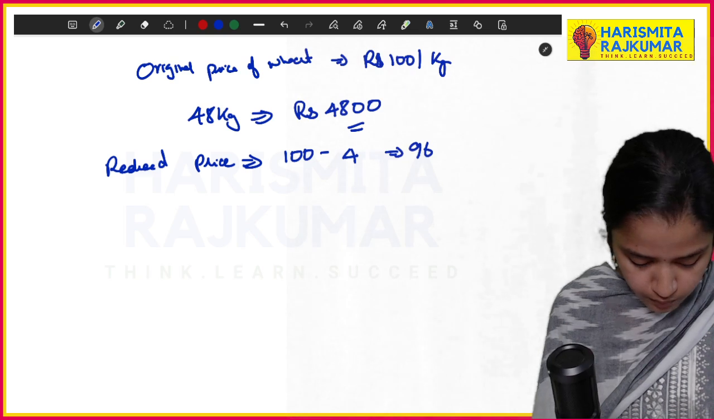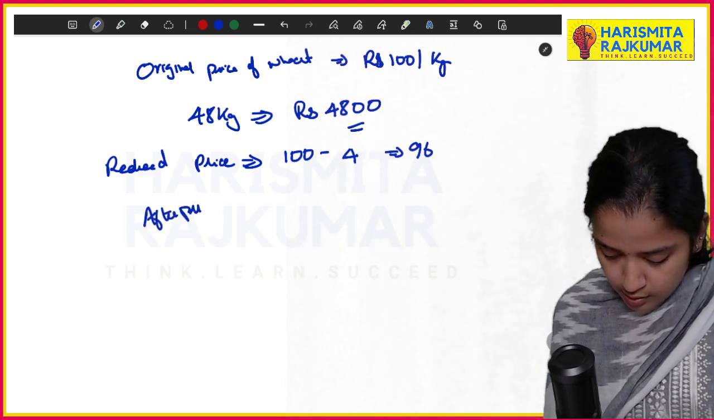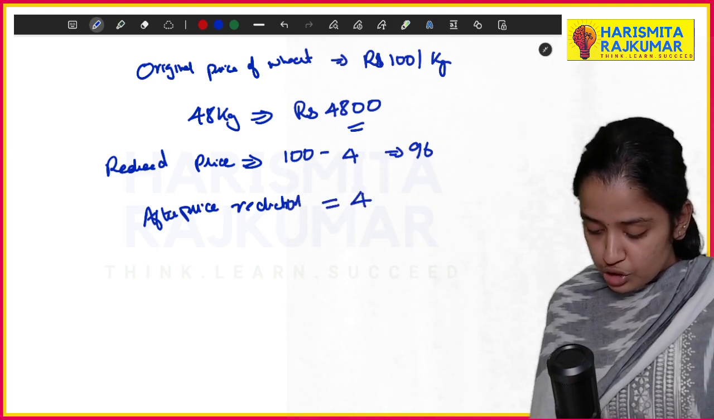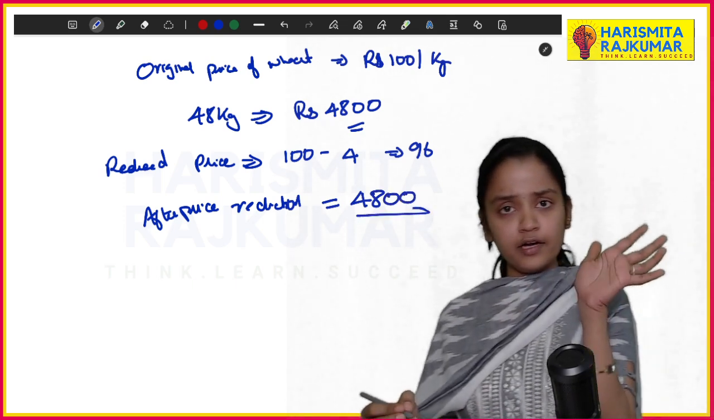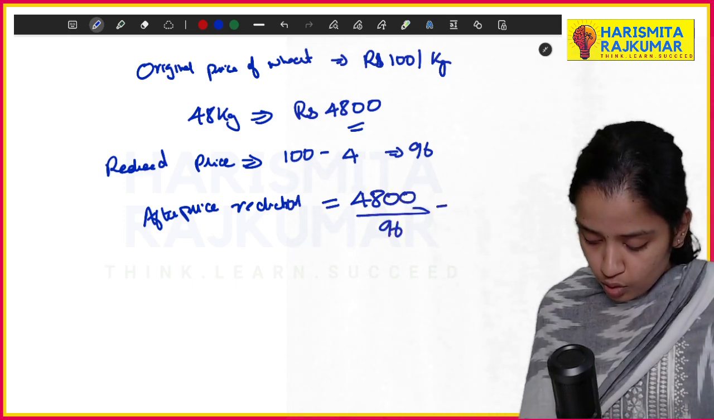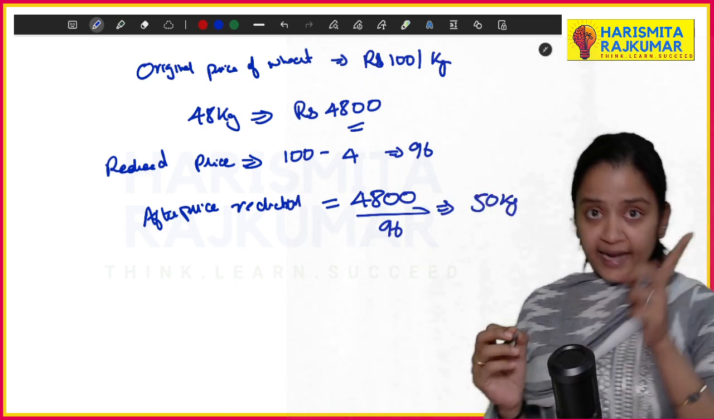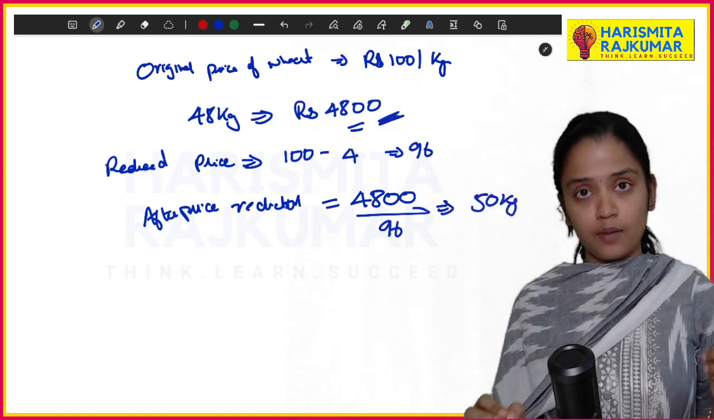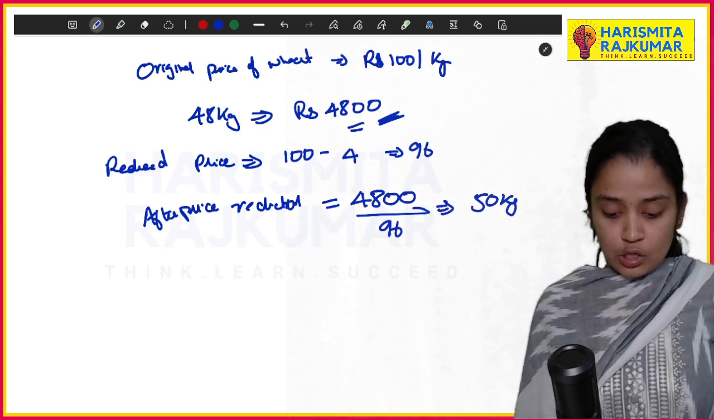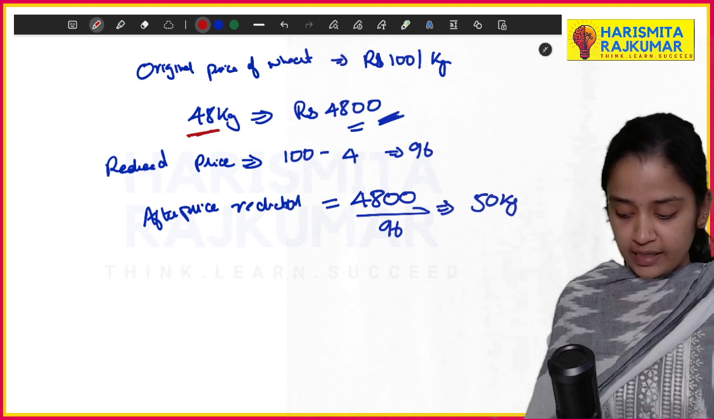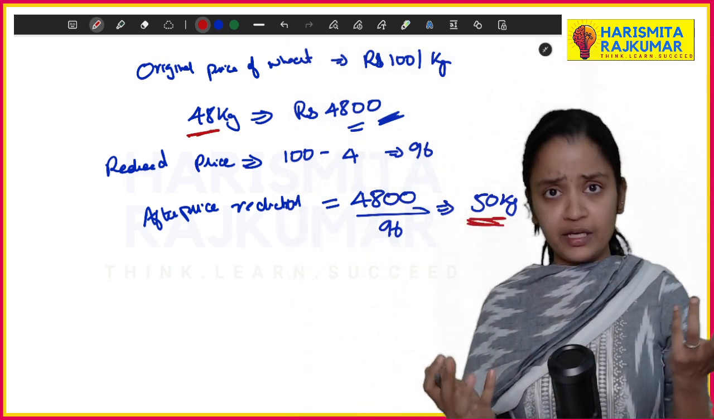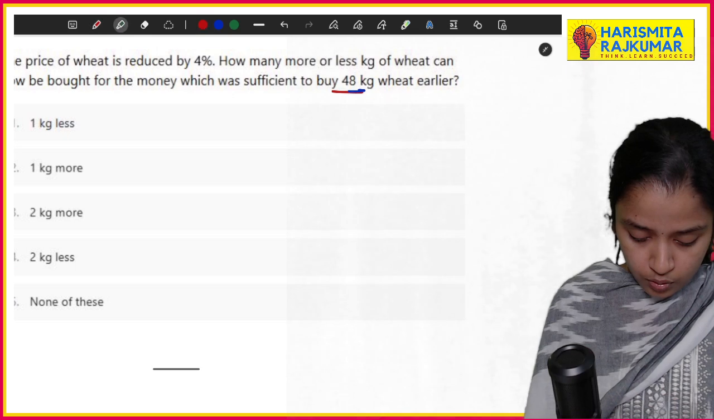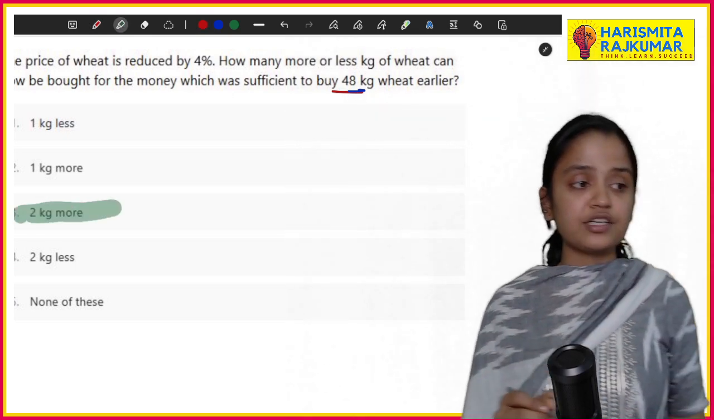After the price reduction, originally I have 4,800 for buying 48 kgs. If I want to purchase at 96 rupees per kg, I can buy 50 kgs. So first I had 48 kgs, now after the reduction I have 50 kgs. So basically it is plus 2 kgs more. My answer is 2 kgs more.